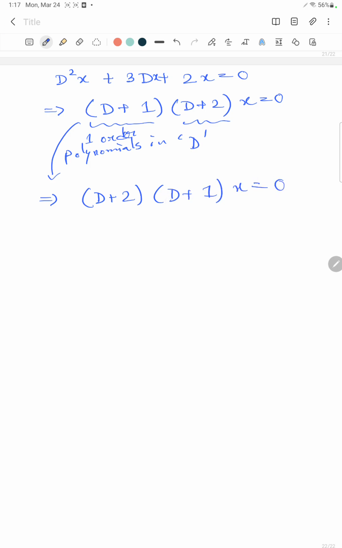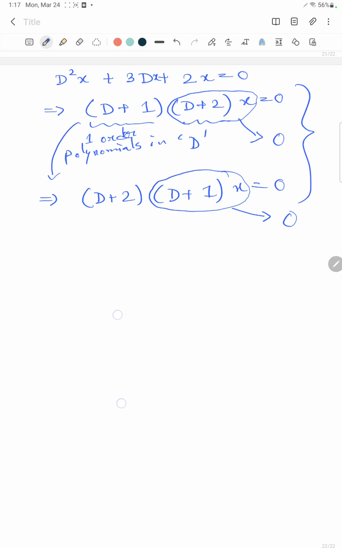So from here we have two possibilities: either the operator D plus 2 operating on x gives you 0, or the operator D plus 1 operating on x gives you 0. From this equation, these two possibilities give you the possible solutions of this equation.